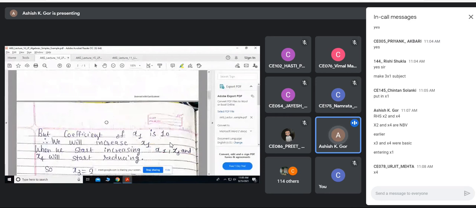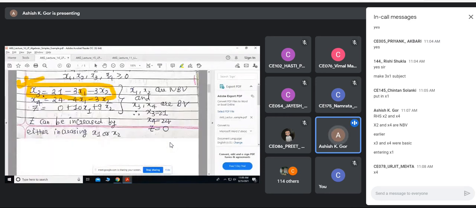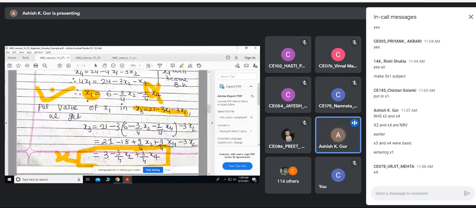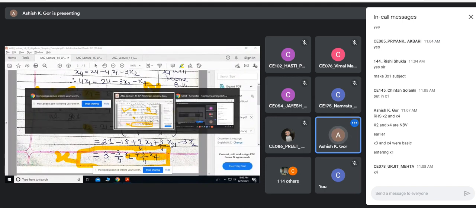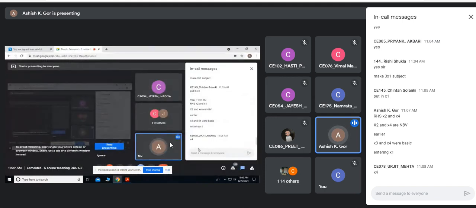Earlier it was x3, x4. Now it is x1 and x3, which form the left hand side, which means they are basic, while x2 and x4 are on the right hand side, which means they are non-basic. Clear, everyone? The second step is clear.